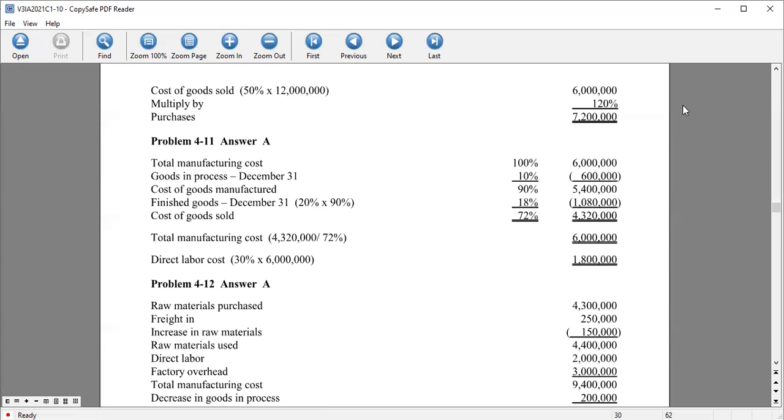Then we have finished goods end of 1,080,000. That gives us 18%. The cost of goods sold of 4,320,000, equivalent to 72%. Then total manufacturing cost is cost of goods sold divided by 72%, or 6 million. Direct labor cost is 30% of 6 million.